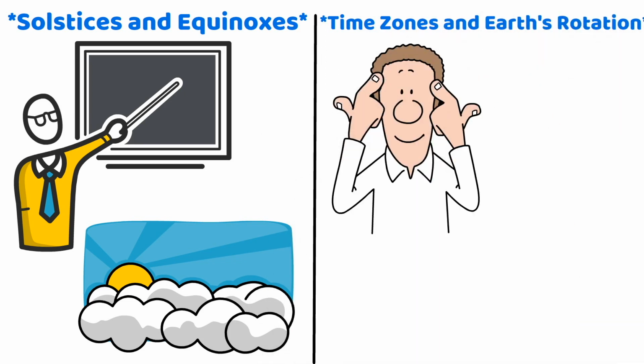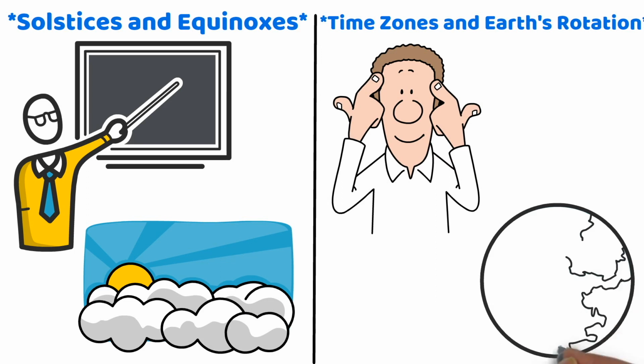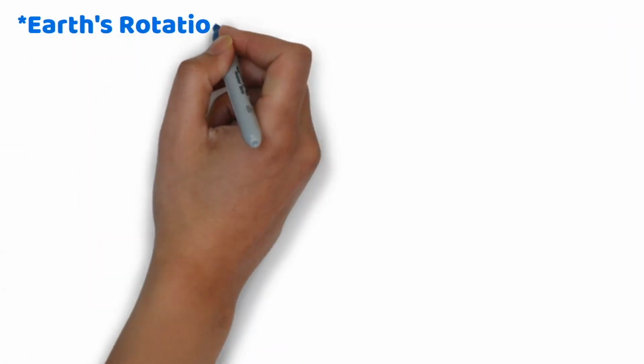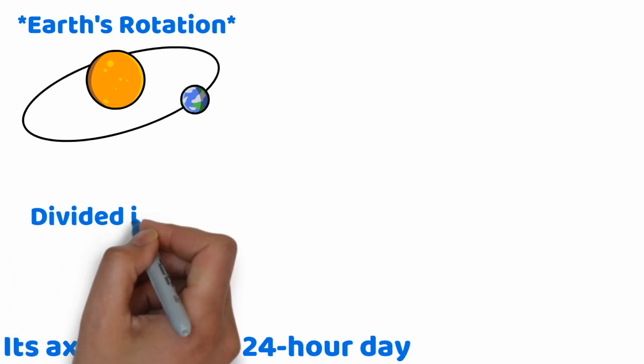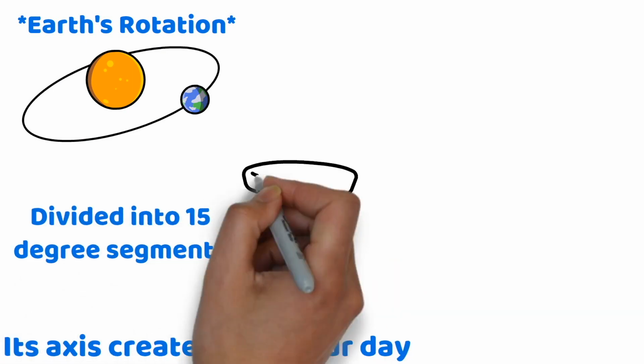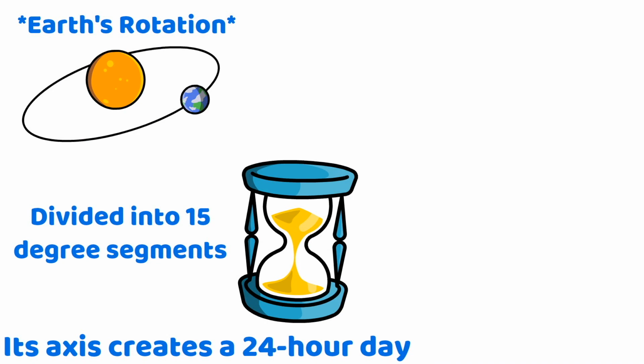Time zones and Earth's rotation. Understanding time zones is crucial for comprehending global time differences. Earth's rotation. A full rotation of the Earth on its axis creates a 24-hour day, divided into 15-degree segments, each representing 1 hour across different time zones.